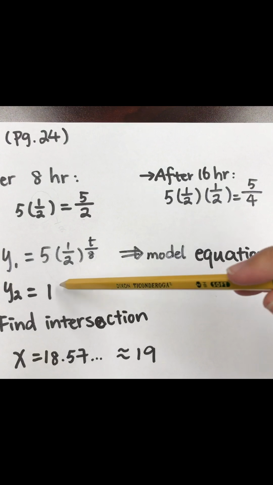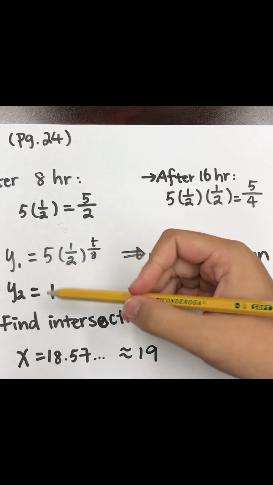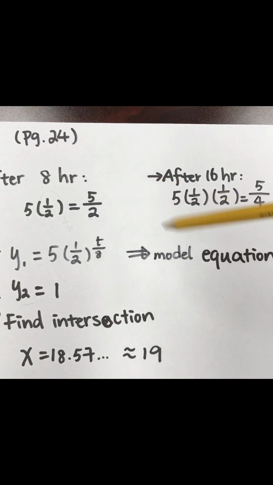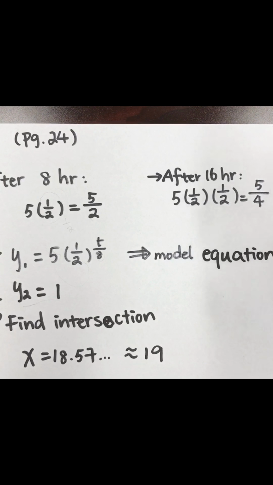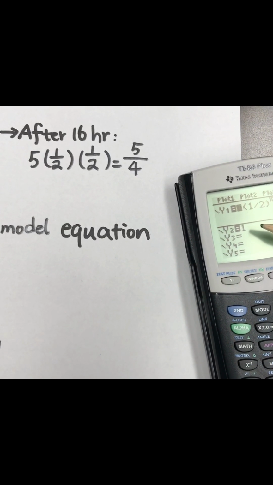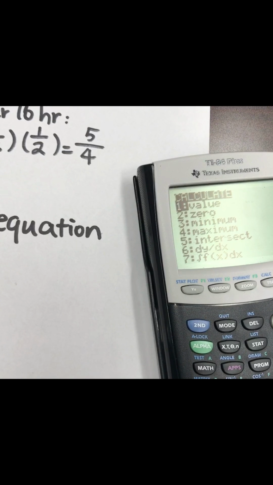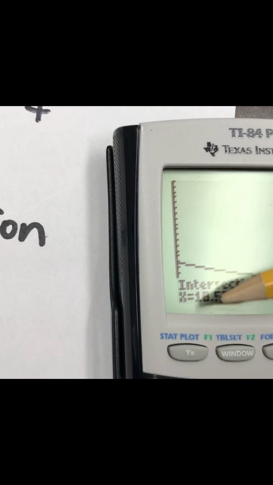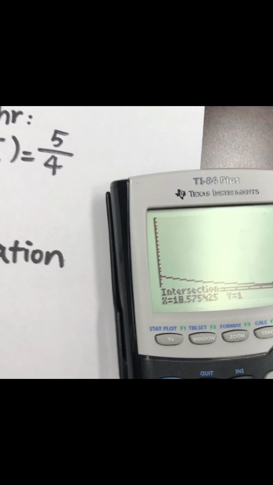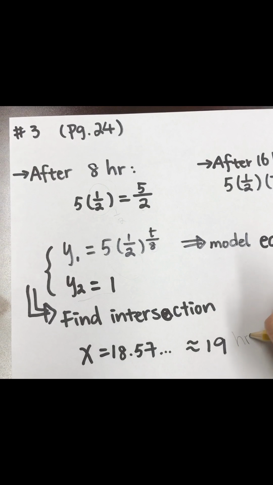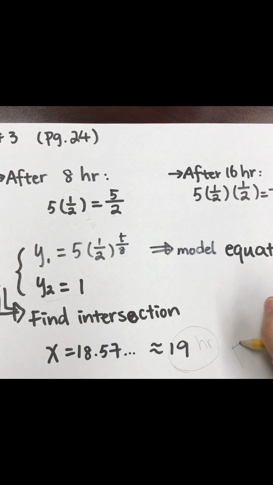And the question is asking when there will be 1 gram remaining. So the second equation you set up simply says it has 1 gram remaining. To solve this problem, what I would do is type it in the calculator. You will see this is the first function and this is the second function, and you will graph it. I already graphed it. But you will need to find the intersection of these 2 functions, and it will give you an approximate number of 18.57. That is approximately equal to 19 hours. And that is the answer, so you will choose answer choice E.